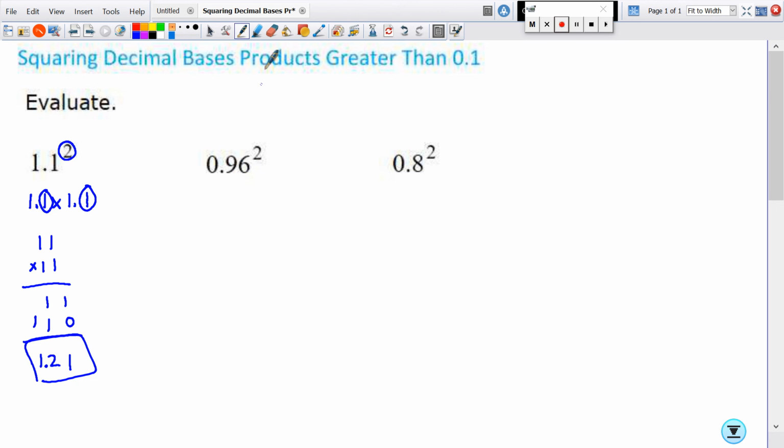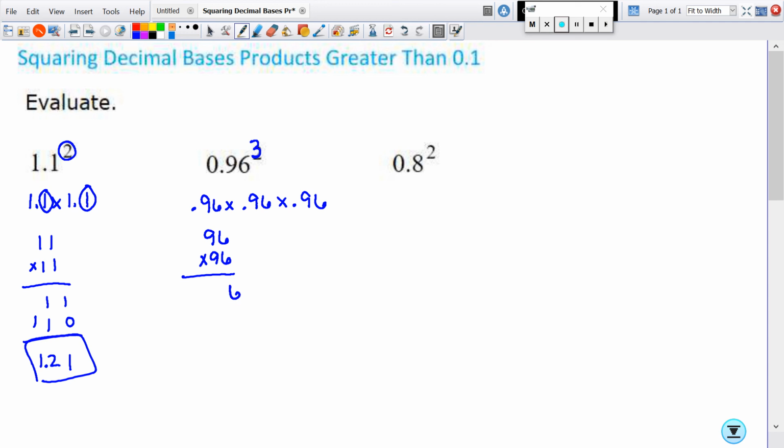0.96 squared. You know what? Let's make this a cubed problem so you can see how that works, even though I chose the bigger number to do that. Okay, so 0.96 times, if it's cubed, let's do it 3 times. Now to begin with, you just ignore the decimals and do the multiplication. So usually I like lattice multiplication for this, but I'm just going to use the traditional method for right now.